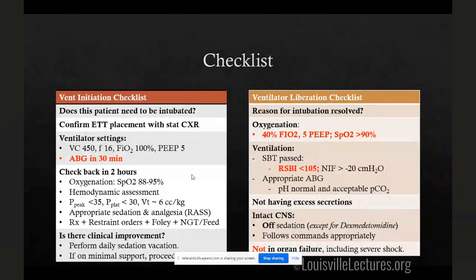Finally, as far as ventilator liberation is concerned, remember that oxygenation is the key here. If they're not oxygenating well, please do not consider extubating them. Also, is the patient ventilating well on their own? Is the rapid shallow breathing index appropriate for them? And then is their organ failure resolved? Those are the keys to the beginnings of understanding the mechanical ventilator. So I'll open the presentation up to questions.